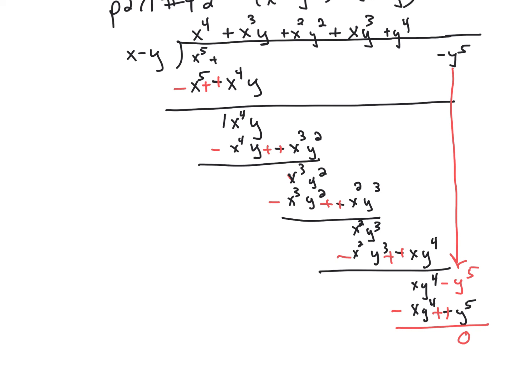So now I could have written 0x to the fourth times y to the first, 0x to the third times y to the second, and so forth to fill in these spots. But you might not have known that that's what you should put there, which is why I didn't. I just went through the process and we ended up bringing down these terms. But then at the end, I did need to bring down this minus y to the fifth to actually finish the problem. That's a pretty tough problem, but that's how it works.